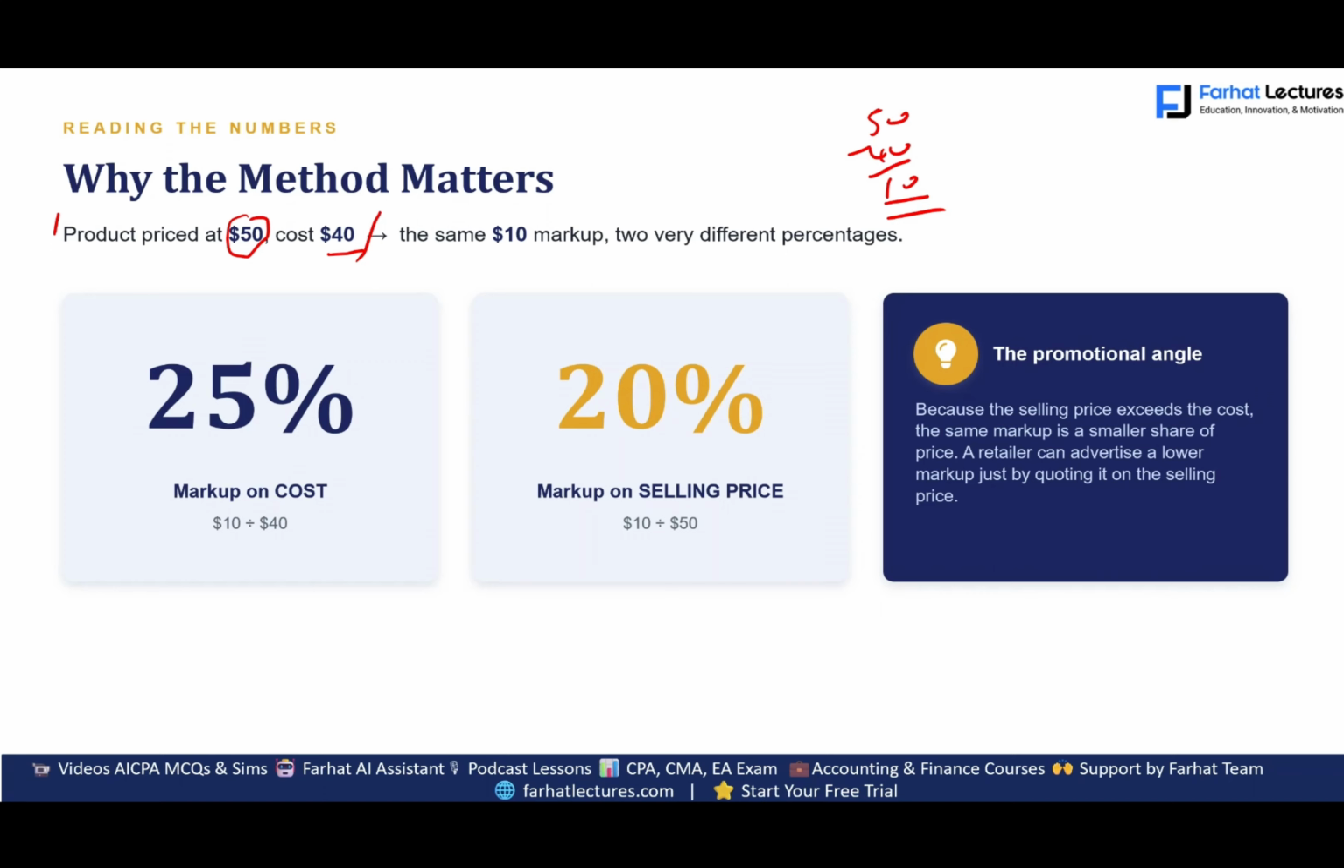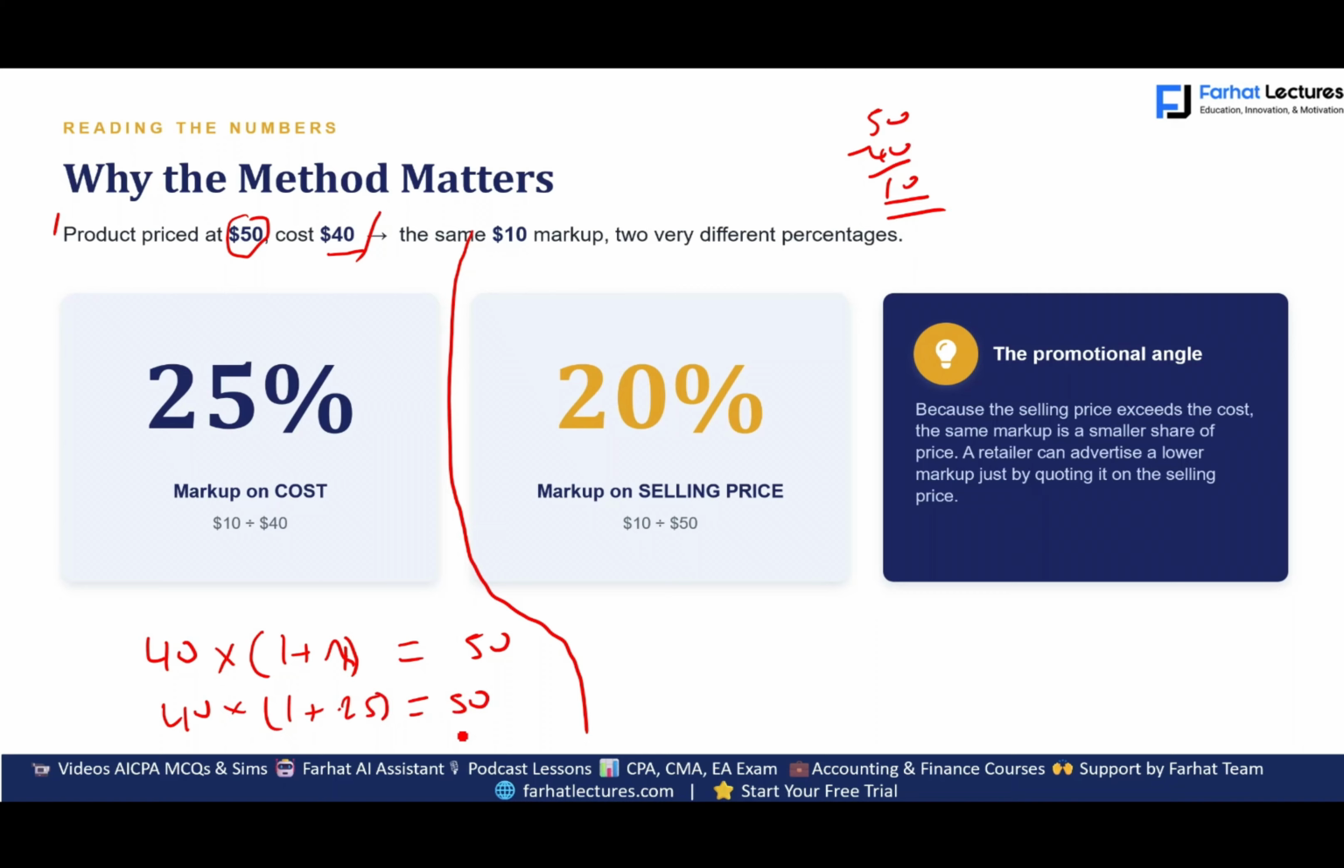Now this $10 profit, we can work it backward. If we look at it from a markup on cost perspective, to go from 40 to 50, we're going to take the 40 times 1 plus some x to give us 50. And that x, if we solve for x, will give us 25%. On the other hand, if we said this $10 is a markup on selling price, 10 divided by 50 is 20%.